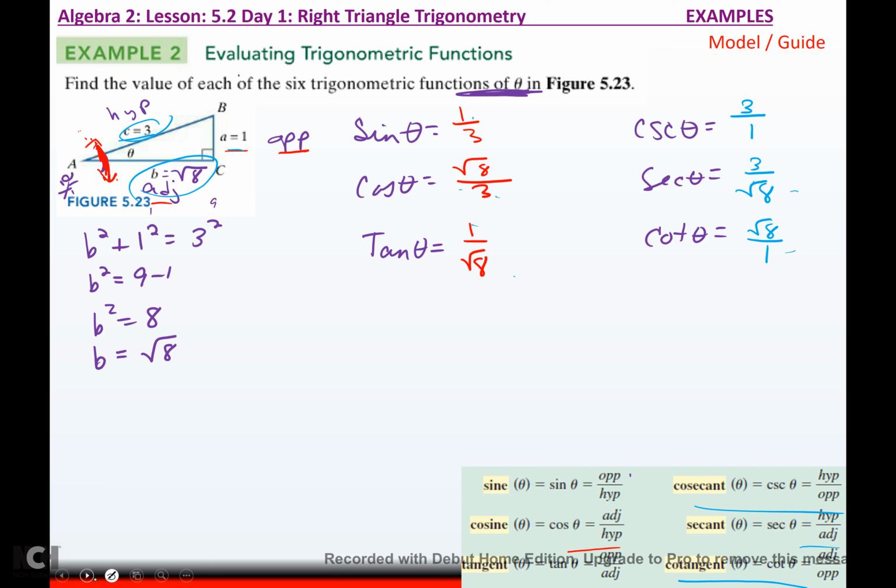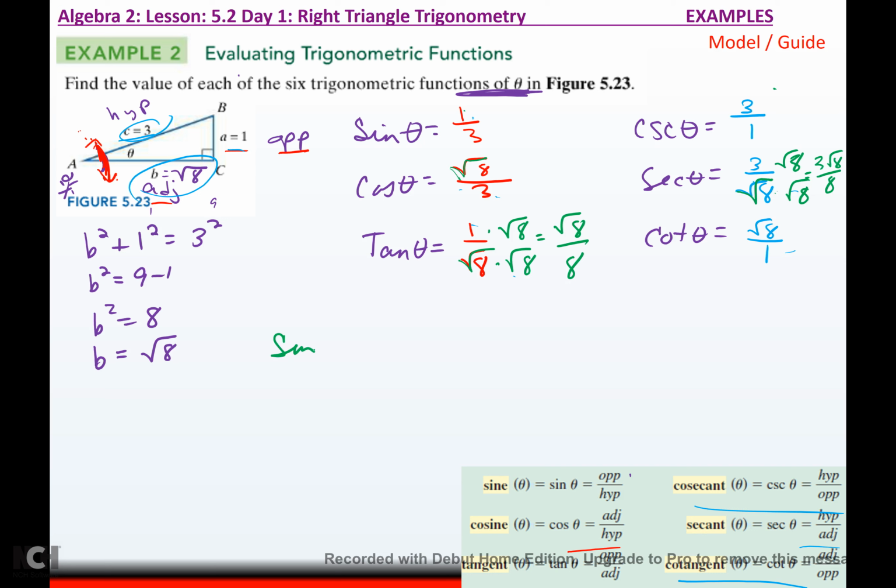Now, there's only one other thing you've got to do. You've got to rationalize any answers that have radicals in the denominator. Okay? You can have a radical on top. That's good. It cannot have this radical on bottom. So to rationalize it, you multiply it by itself, and I get the square root of 8 over 8. This one's okay, this one's not okay. Can't have a radical in the bottom. So for the square root of 8, I get 3 square roots of 8 over 8. And then this one would be fine.